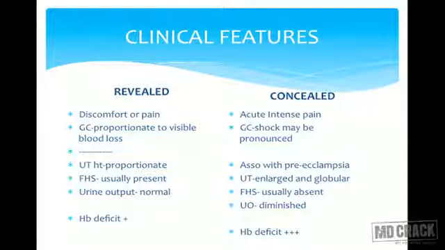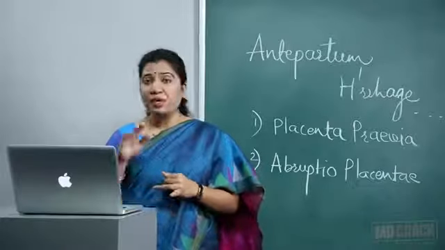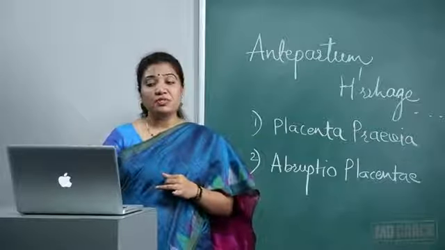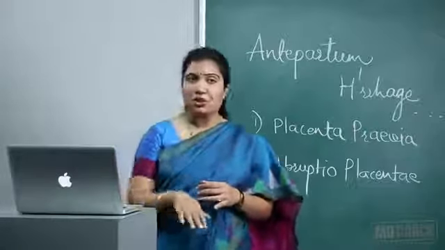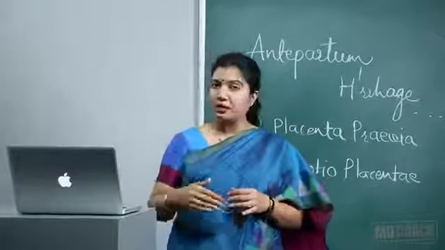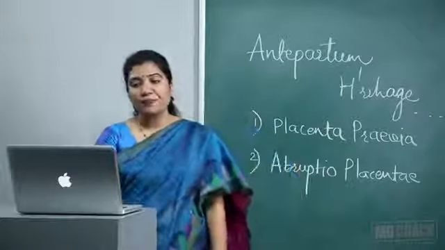HB fall or deficit will be again proportionate to the blood loss in the revealed variety. In the concealed variety, HB is much less, there is a big deficit, even though blood loss is not that much seen outside. Anuria or oliguria may be present in case of concealed. Urine output will be diminished because much more blood is lost inside the uterine cavity.